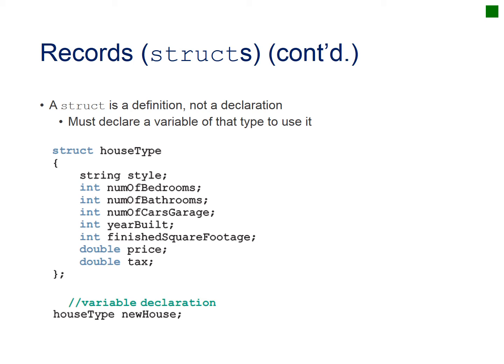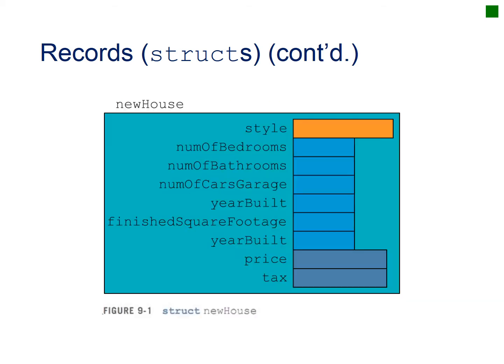For example, struct of house type. We have string of style, integer the number of bedrooms, integer the number of bathrooms. Here we have a pictorial representation for a new house of house type. Our new house consists of style, number of bedrooms, number of bathrooms, number of cars in the garage, the year built, square footage, etc.